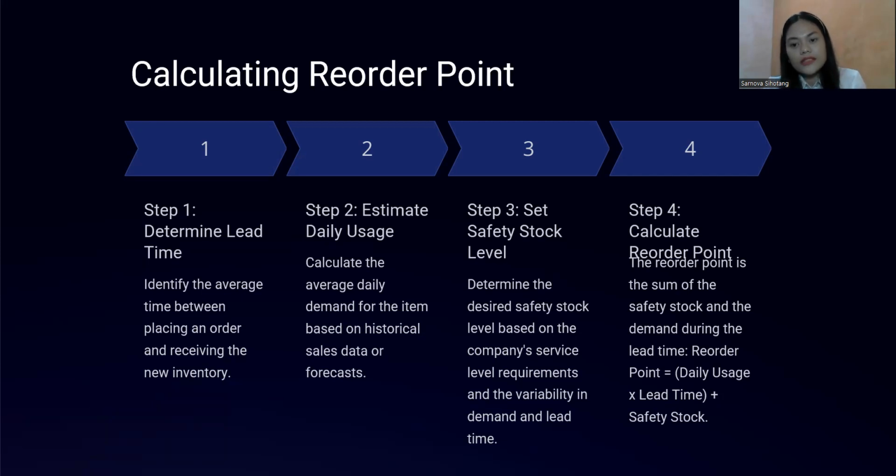Step 4. Calculate reorder point. The reorder point is the sum of the safety stock and the demand during the lead time. Reorder point equals daily usage times lead time plus safety stock.